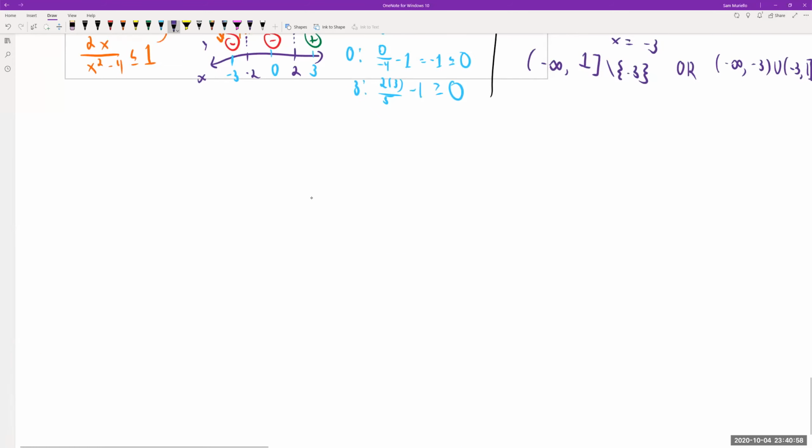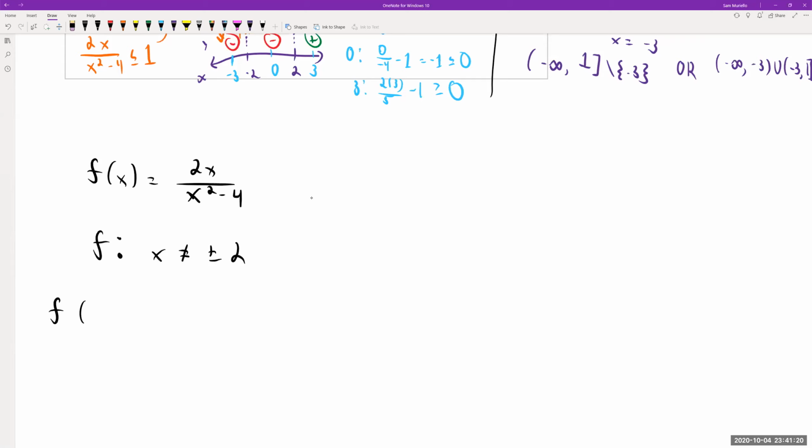We'll need a little more space for this one, so we'll just copy down that f of x is equal to 2x over x squared minus 4. In this case, the rule for f says that x cannot be plus or minus 2. And then we have a rule for f of f, which says that 2x over x squared minus 4 cannot be equal to plus or minus 2. So we'll set up each of those.